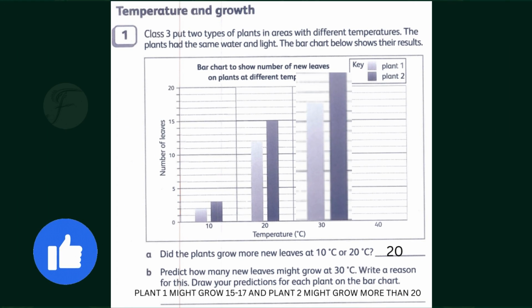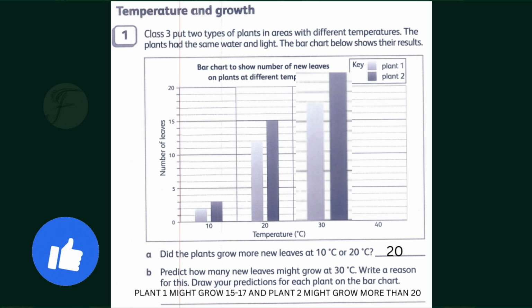Temperature and growth. Class 3 put two types of plants in areas with different temperatures. The plants had the same water and light. The bar chart below shows their results. So number of leaves and temperature. The bar chart shows the number of new leaves on plants at different temperatures. Plant A and plant B, or plant 1 and plant 2, whatever you want to say. A, did the plant grow more new leaves at 10 degrees centigrade or 20 degrees centigrade? You can see the bar chart. It is 20 degrees centigrade.